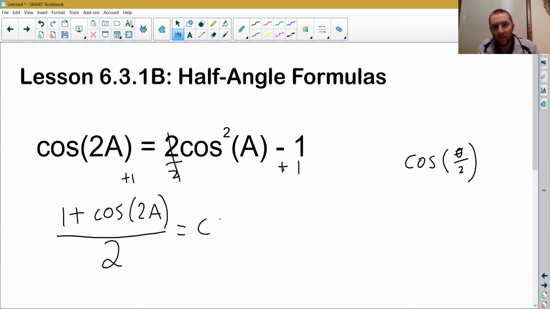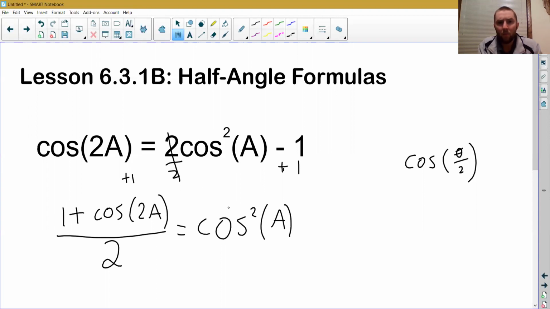And now this is equal to cosine squared of a. So what I've done is I've just gotten the cosine squared all by itself. Just so you know, anytime that you see the cosine squared of a, that is equal to 1 plus cosine of 2a all divided by 2. So again, that's another potentially helpful substitution to make for cosine squared.